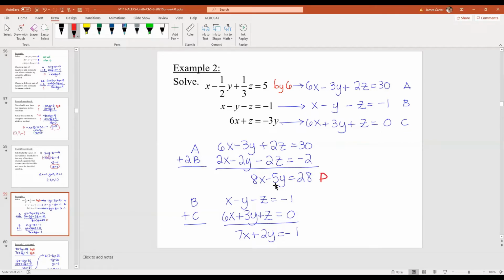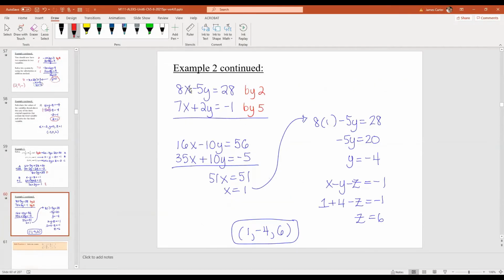Now, we take equations B and C. Again, the difference is we got to use C. We can use either one of the other two. We really didn't have to do anything on these to get the Z's to be an opposite pair and eliminate. So that gives us equation E.